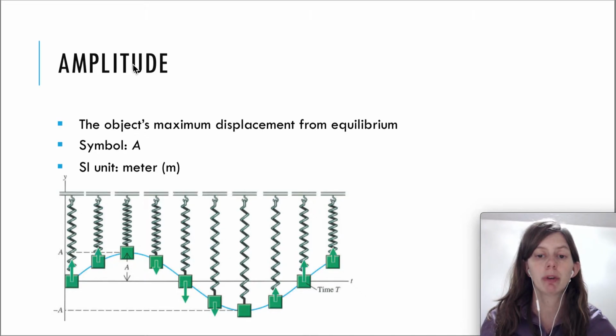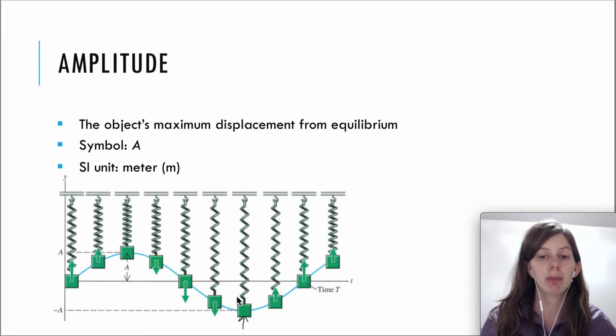Let's talk about one more variable that's going to describe periodic motion, and this is the amplitude. The amplitude is the object's maximum displacement from equilibrium. So I have another picture of a spring oscillating up and down, and the first picture here shows the equilibrium position, and then it's going up where the spring is compressed to its maximum. Then it goes all the way back down until this point right here where it is stretched to the maximum.